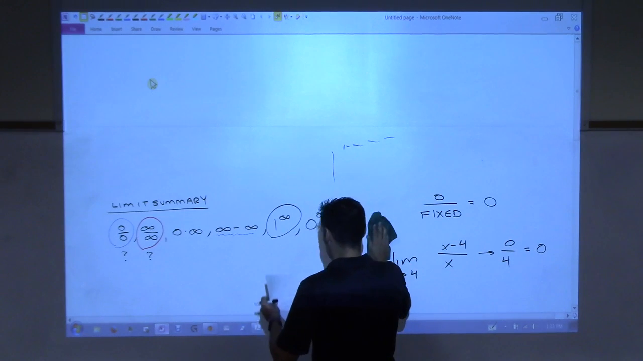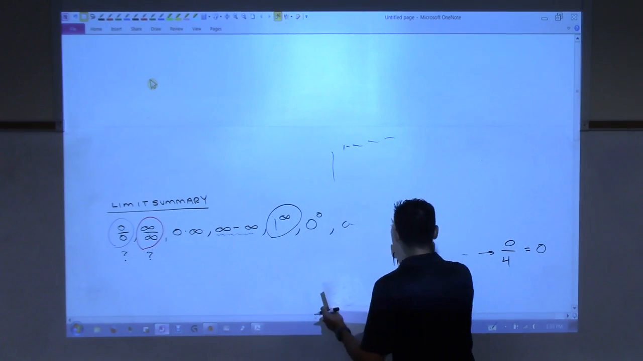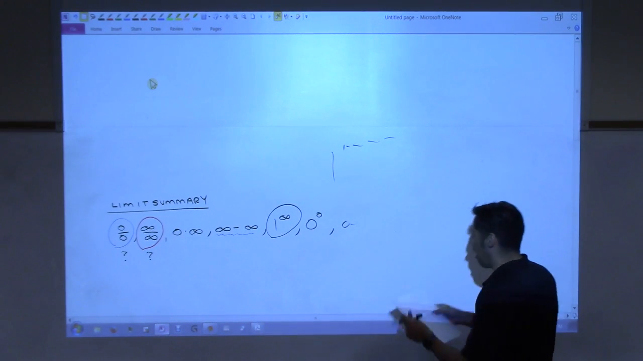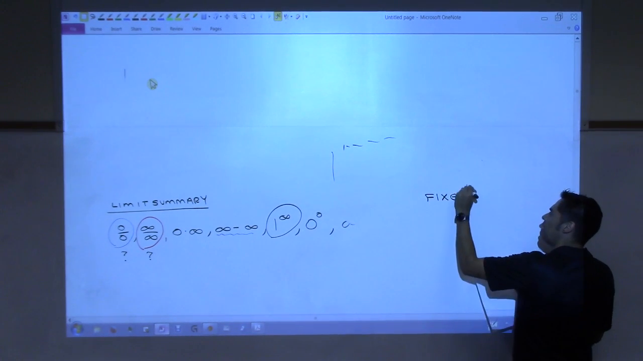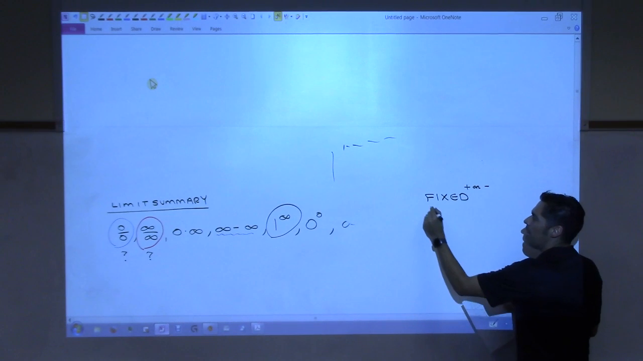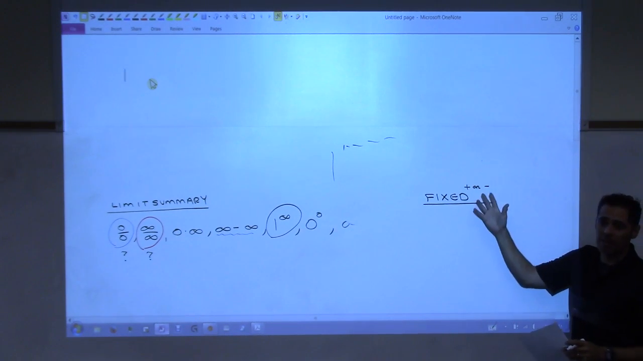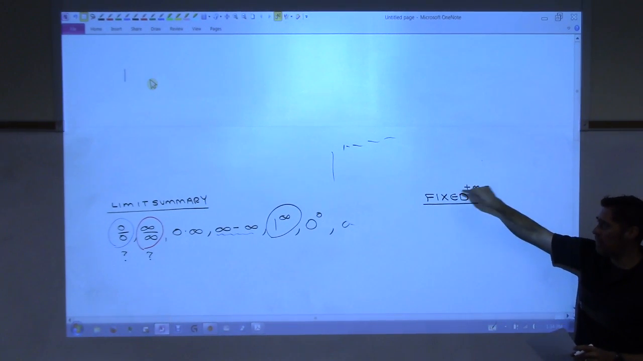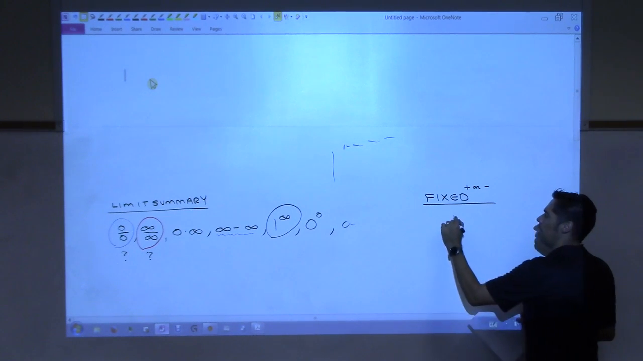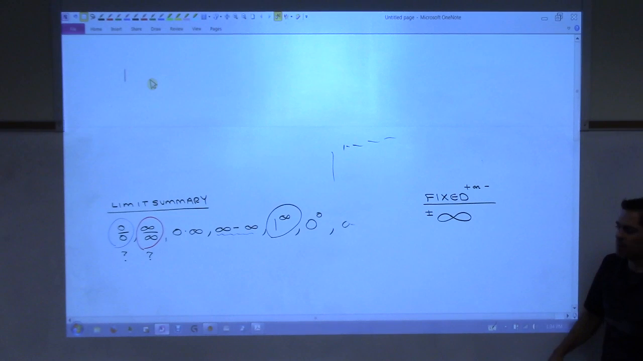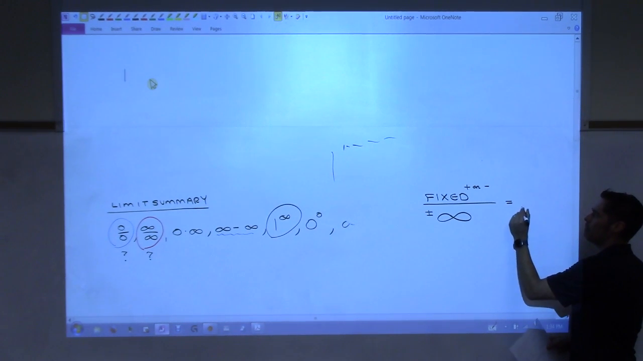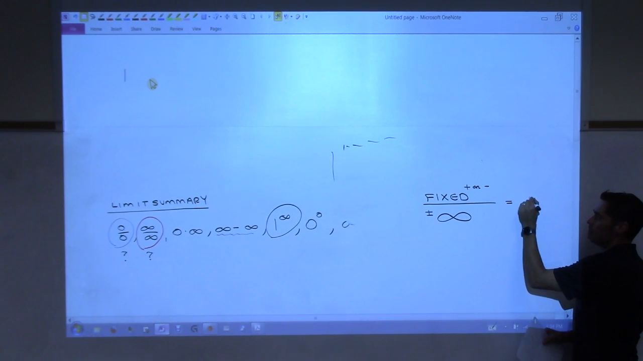Now, what about, let's do the bottom right one. What if you flip it, you put the fixed on top? If you ever see this happen, I even put here plus or minus. So it doesn't even matter if the top is positive or negative. If it's headed to a fixed number on top and the bottom is headed to infinity, and please add to it positive or negative infinity, it does not matter which one it is. The answer is what? According to this, 0.